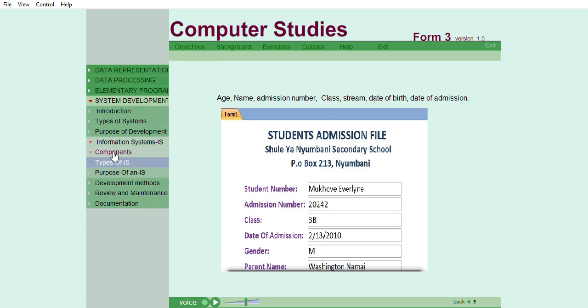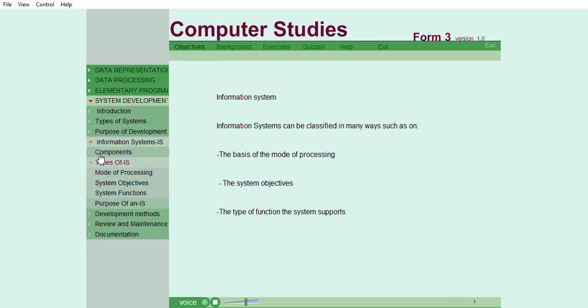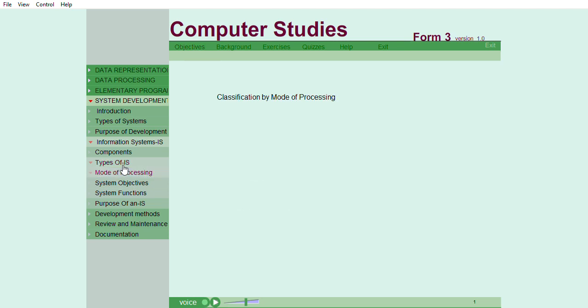For example, in a school system, data that may be stored about a student include age, name, admission number, class, stream, date of birth, and date of admission. Information systems can be classified in many ways, such as on the basis of the mode of processing, the system objectives, and the type of functions the system supports.